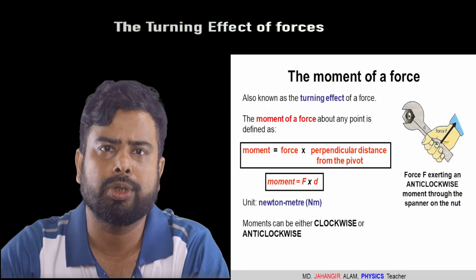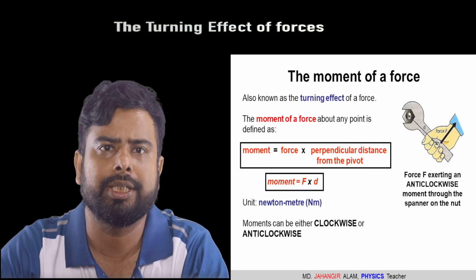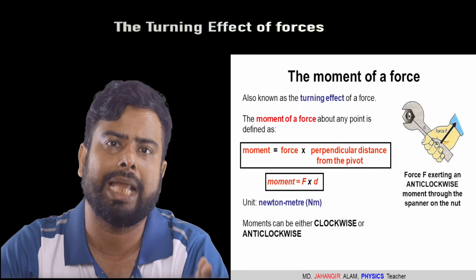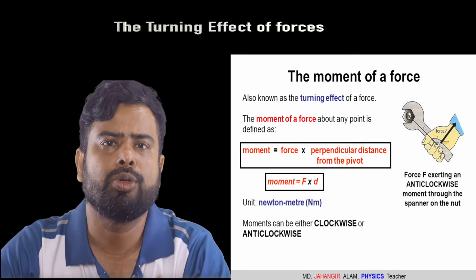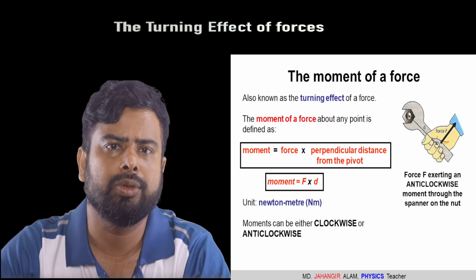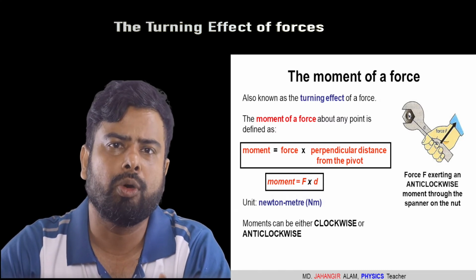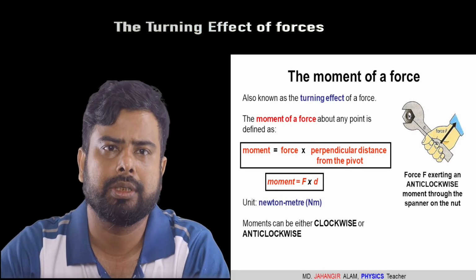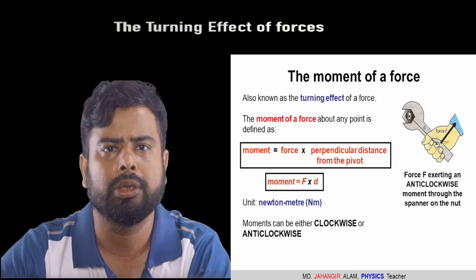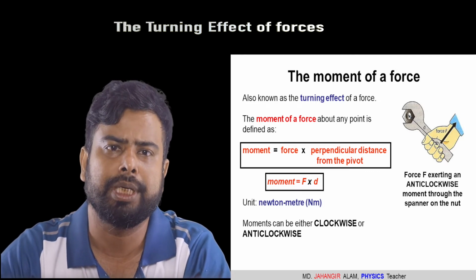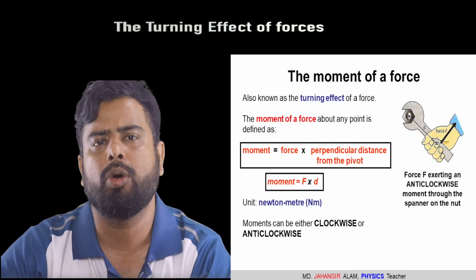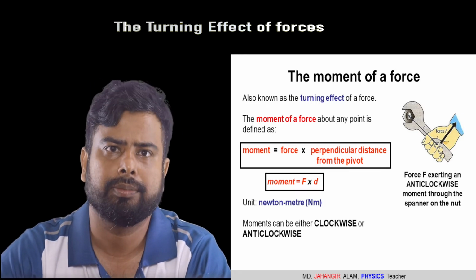The moment of a force about any point is defined as moment equal to force into perpendicular distance from the line of action of the force to the pivot. So formula, moment equals F into D. Here F is the force, D is the perpendicular distance, unit Newton meter, because the unit of force is Newton and unit of distance is meter. Moments can be either clockwise or anti-clockwise.